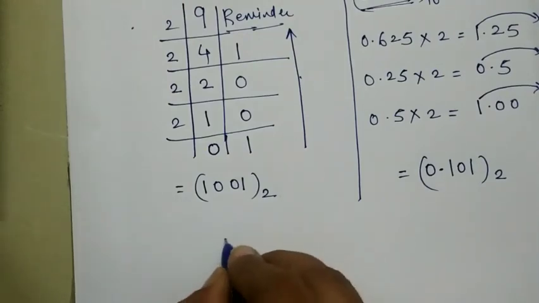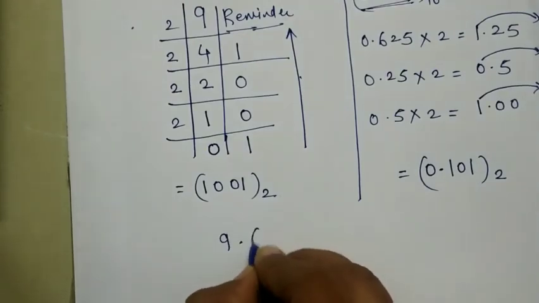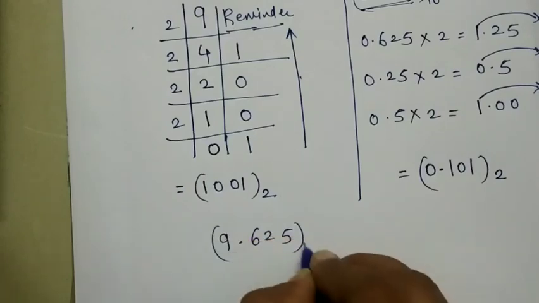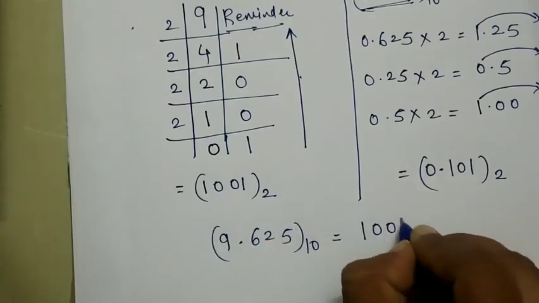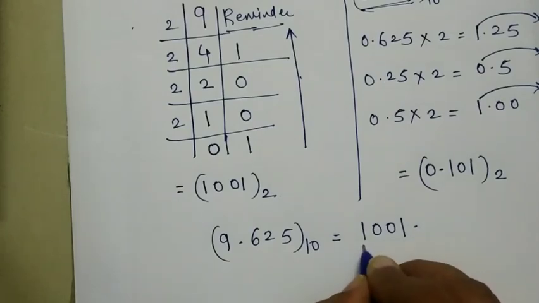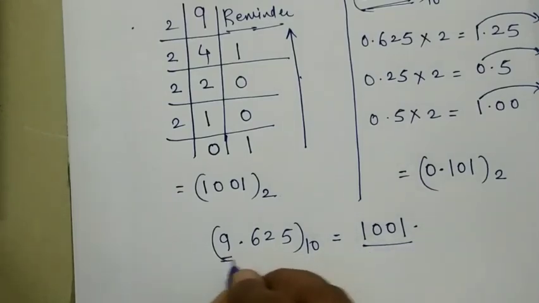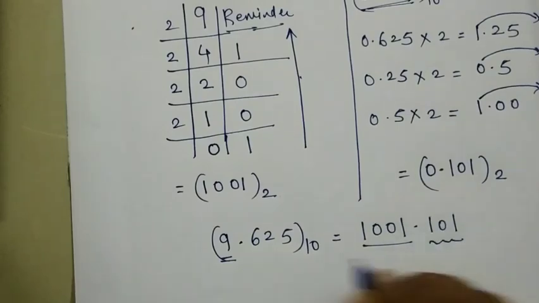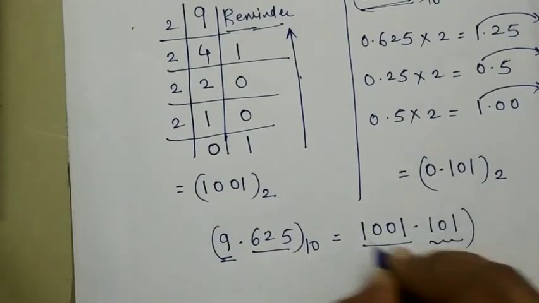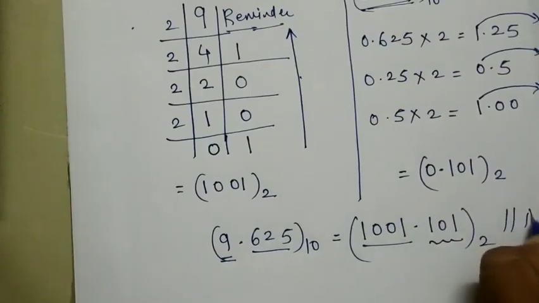So what is the total answer for 9.625 to the base 10 equals 1001 point 101. The 1001 is for 9, and the 101 is for 0.625. This is our required answer, that is the equivalent binary number for the given decimal number.